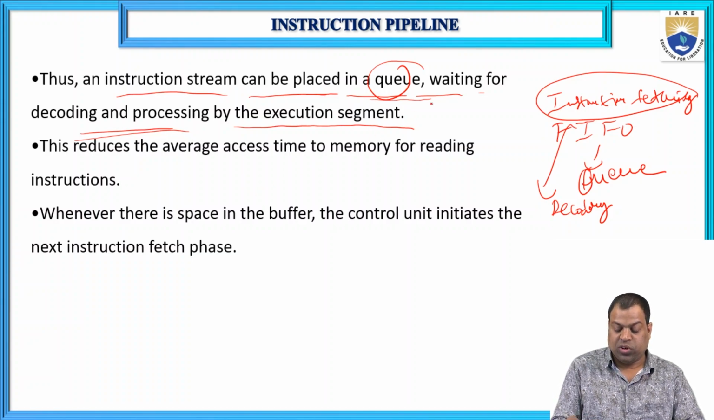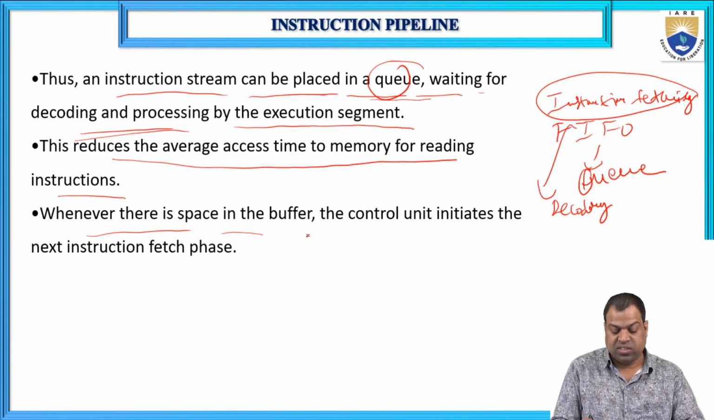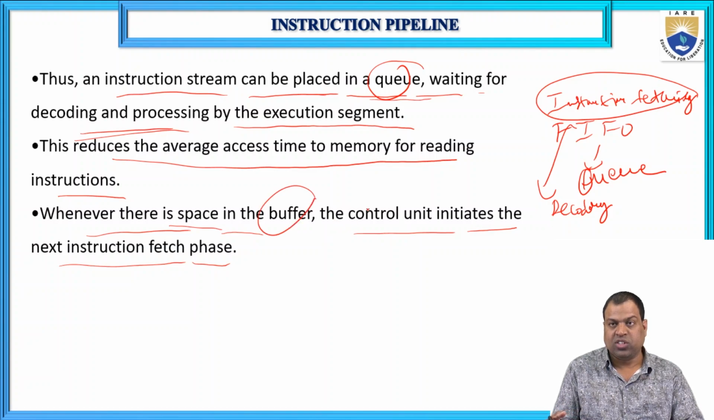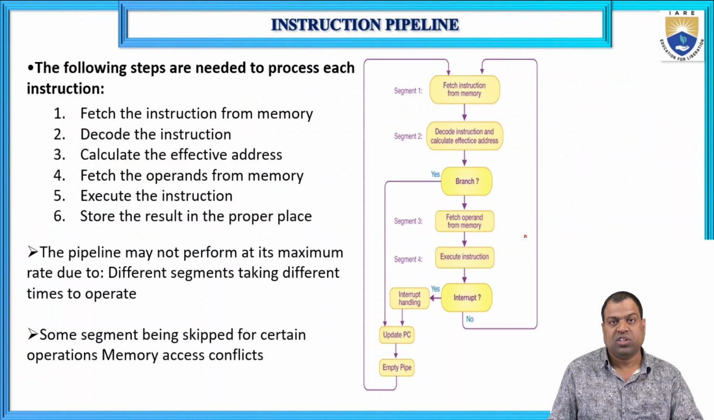When I go for the queue, first in first out service, the average access time of the memory reading may reduce. Whenever there is space in the buffer, the control unit initiates the next instruction fetch phase. That means loading all the instructions to execute, and then write back. That is the fifth stage of this.